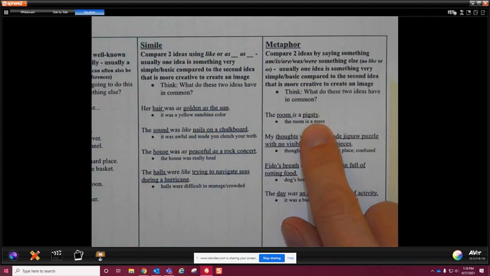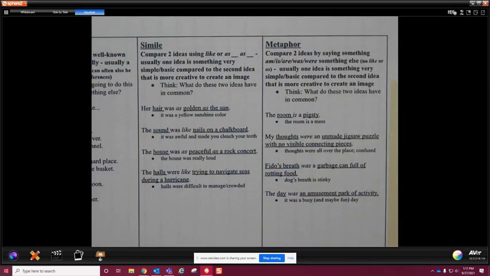So the room is a pigsty. That would be a metaphor. Okay? All right. So those are the different types of figurative language that we are going to be looking for in all the different types of mentor texts that we do, and just as we're reading, that kind of thing.